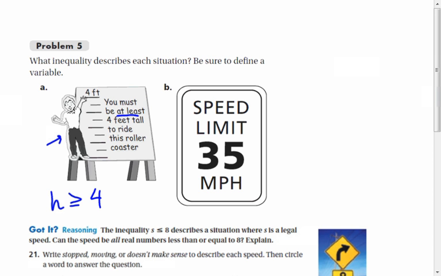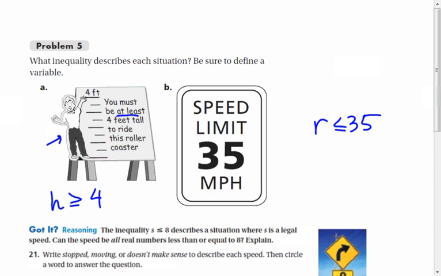Speed limit, 35 miles per hour. That means going 35 is okay. Going 34 is okay. Going 30.5 is okay. Any number less than or equal to 35 is okay. So I'm going to use r for my rate as less than or equal to 35.